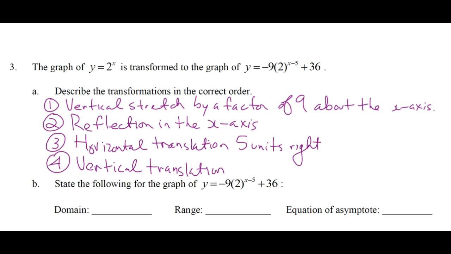Which way? Up 36 units. So the translations need which type, is it horizontal or vertical? How much which way, or which way how much? Okay, so like vertical would be up or down 36, or you could say 36 units up, 36 units down, etc.